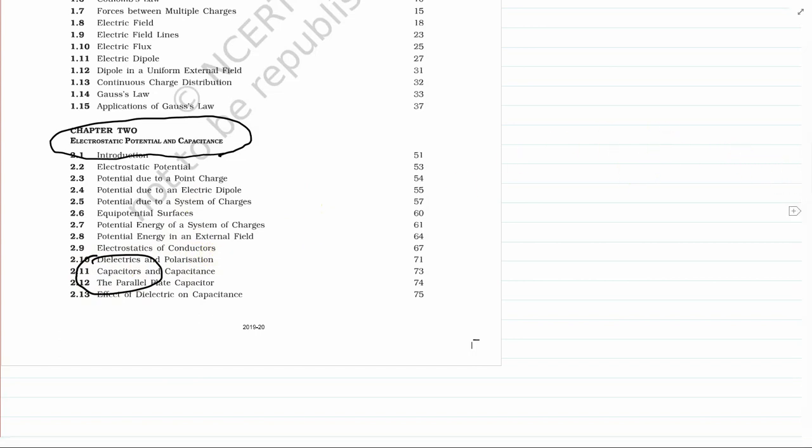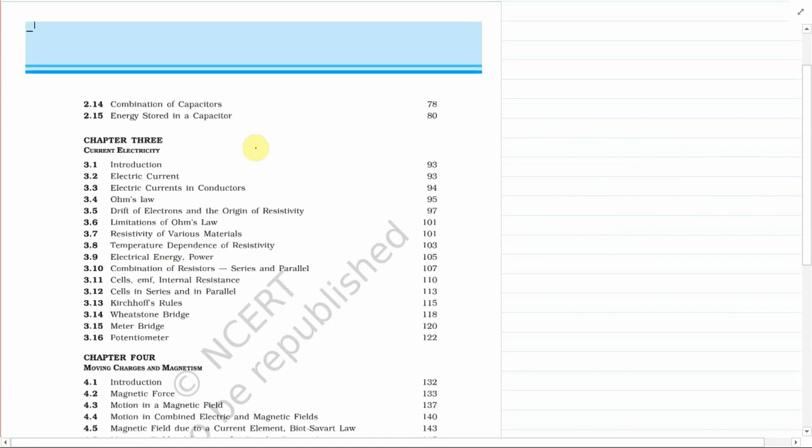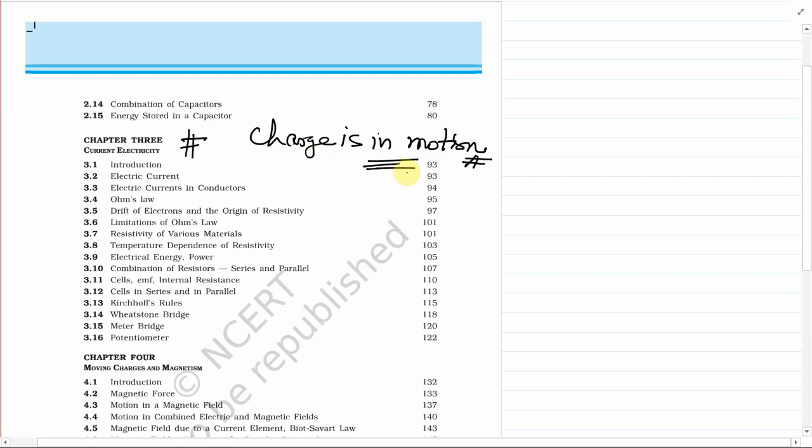And coming up to the next page of the contents, here you see the third chapter. From here we start studying the properties of charge when it is in motion. So when charge is at rest, it exhibits different types of properties, and when charge is in motion, its properties may differ from those at rest. And due to charge in motion, what are the effects we observe? That we study in this chapter.